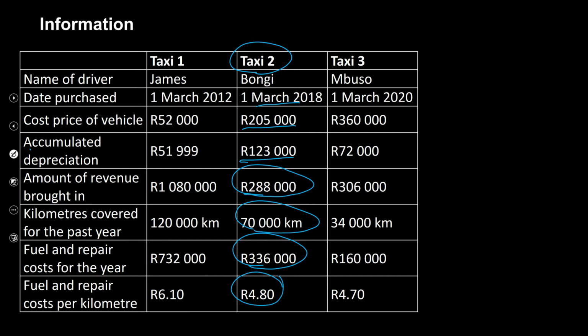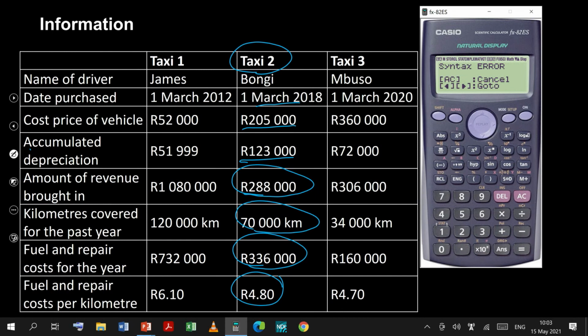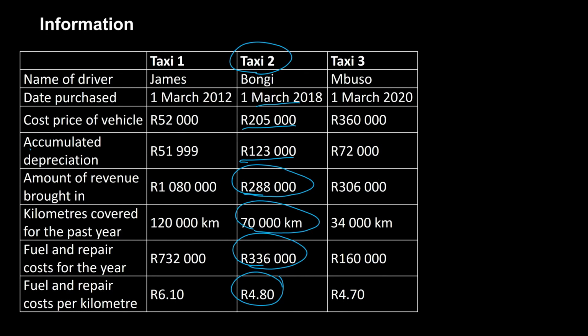Okay, let's do a calculation here. If I take my revenue for taxi 1, I'm going back to taxi 1, and I'm saying, what's my revenue per kilometer? What am I going to do? I take my revenue of 1,080,000 divided by the number of kilometers covered, 120,000, and this will give me a figure of 9 Rand. Let me put it down here, right? Let's do this for taxi 2.